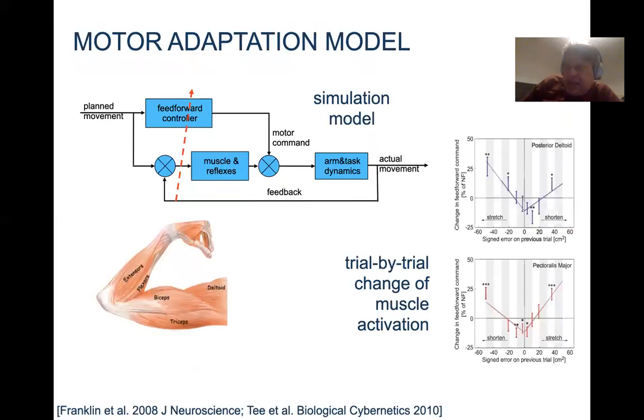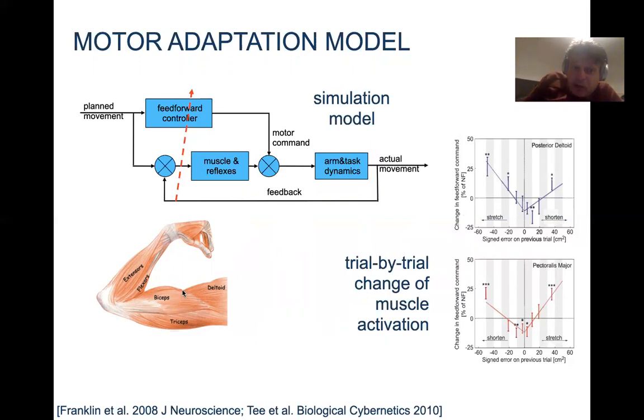We couldn't understand how the brain is so clever to do that, because it means that the brain would be able to pick the right muscle at the right moment. So we tried to make a model to understand how the brain could do that.